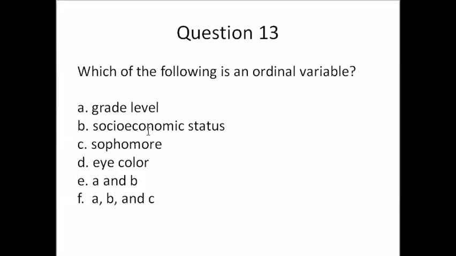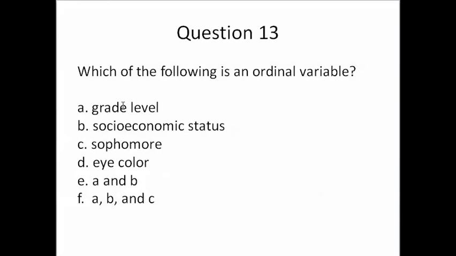Grade level and socioeconomic status are ordinal variables. Sophomore is not an ordinal variable because it's a category. It's not something that varies. Sophomore is just sophomore. So sophomore is actually a data value. It's actually a specific person's grade level. Eye color, well, eye color is a variable because different people have different eye colors, but those eye colors don't follow an order from lowest to highest, which means that it's nominal. So it's A and B.